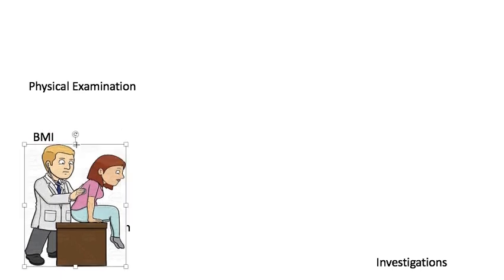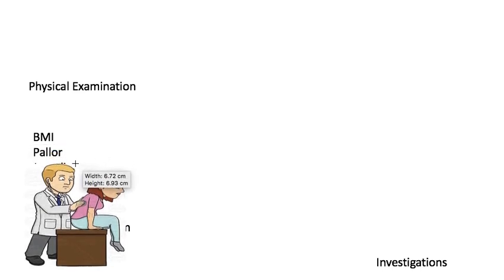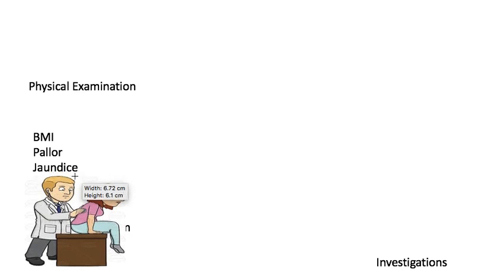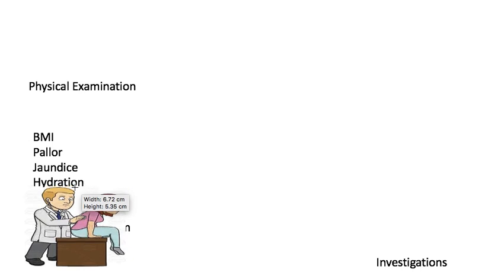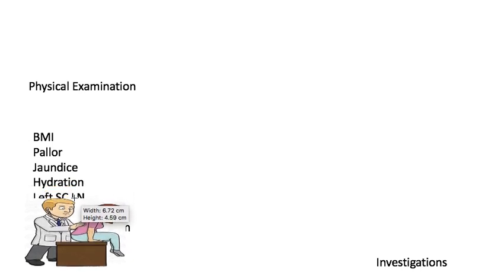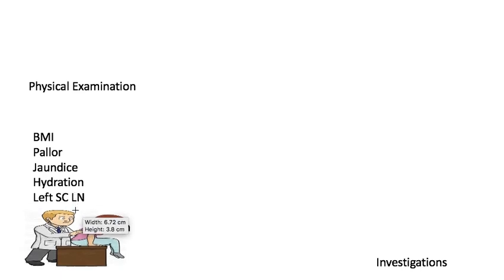Like BMI is very important, because in whatever cause of dysphagia, the BMI may be low, but it will give you an indication how severe the problem is, and whether the person is pale, because they can have vitamin deficiencies, jaundice due to spread. Hydration is very important to check, and feel for the left supraclavicular lymph node. In case it is palpable, it's very likely that it's a malignant cause, and also that it has spread.